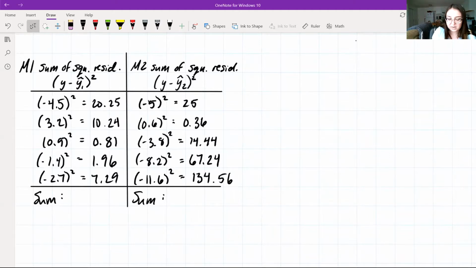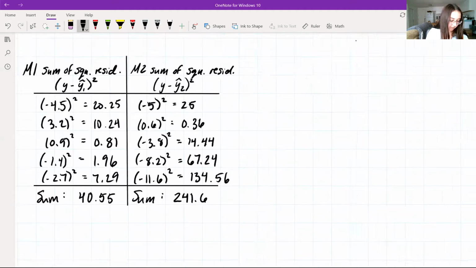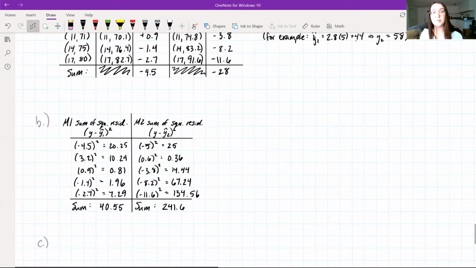And if you do, you should end up getting 40.55 and 241.6. So remember what we said earlier, where a smaller sum means a better fit and a larger sum means a worse fit. We have a very clear winner, Model 1 at 40.55 versus Model 2 at 241.6.